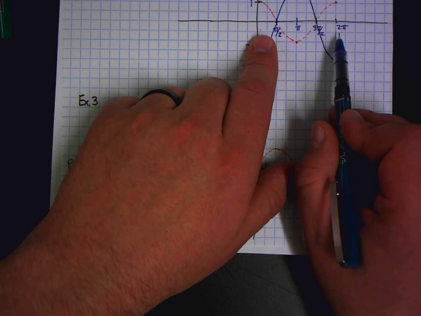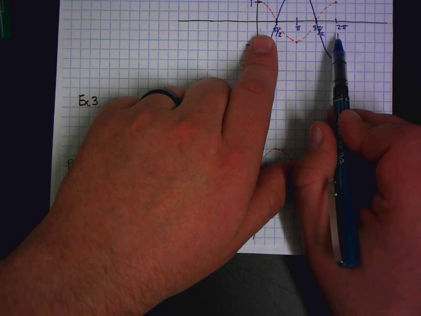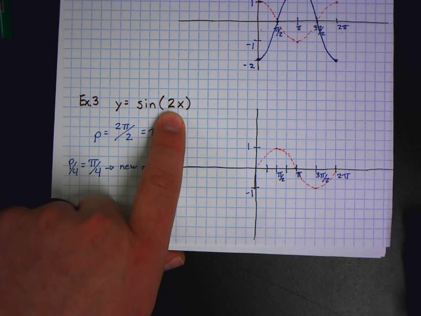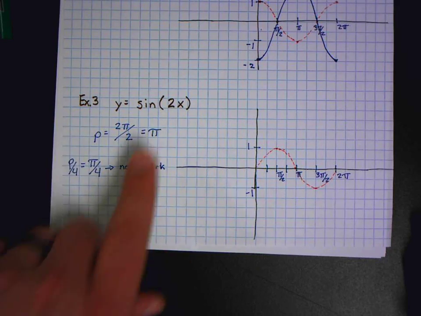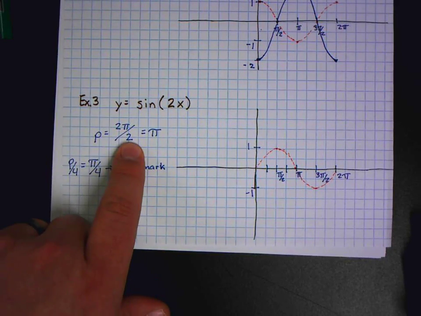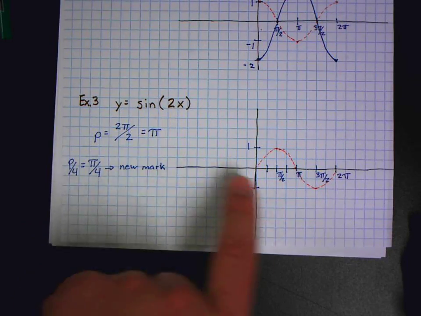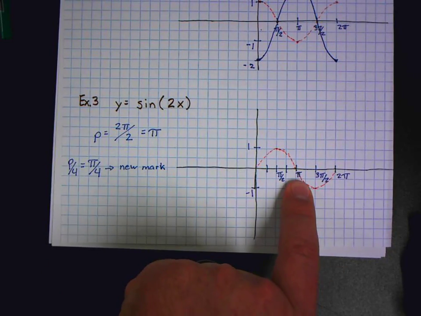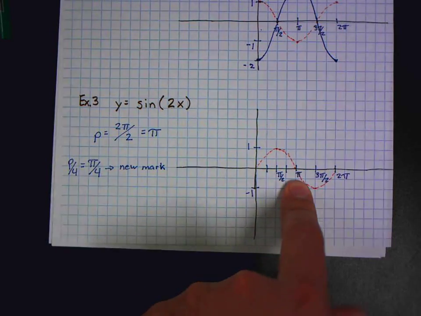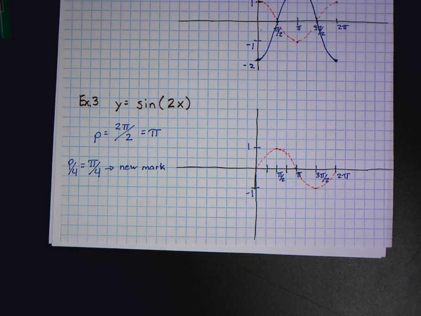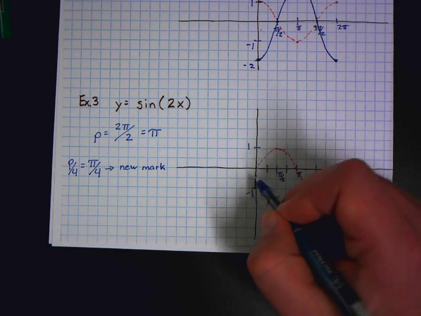What? Ask for what? I have to find my new period because of this number here. You take 2 pi divided by that to find your new period. Once you have a new period, then you have to find your new marks to graph with. To find your new marks to graph with, you take your period divided by 4. Then you follow your pattern for your graphing.